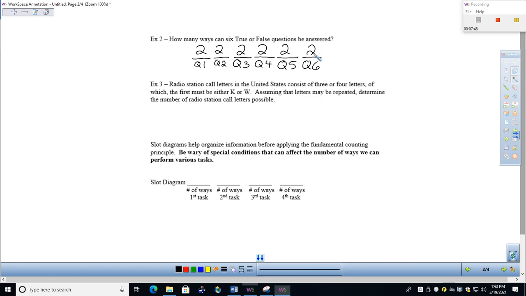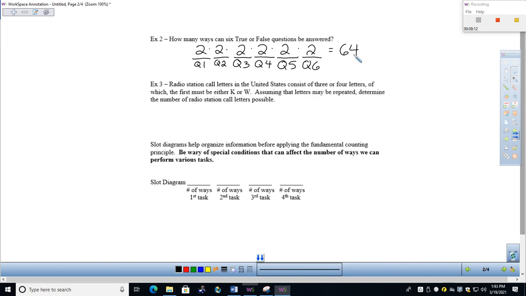And so now what I've done at this stage is I figured out all of the possibilities for each individual task. Now if I want the number of total possibilities for this series of tasks, very simply, I multiply. So a little multiplication in between each, and I get 2 to the 6th, which should be 64. So there are 64 different ways that these 6 true-false questions can be answered. All right, very nice. Let us move on to example 3 then.